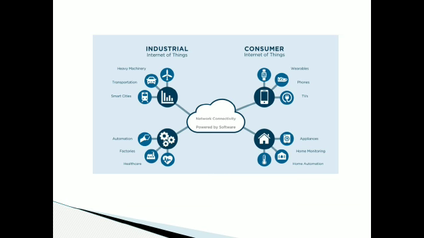In this diagram, we can clearly see Industrial Internet of Things deals with heavy machinery, transportation, smart cities, automation, factories, healthcare. But IoT deals with customers, consumers, that is wearables, phones, TV, smartwatches, home appliances, home monitoring, home automation, all those things. If the things deals with industries, then it is said to be IIoT. If the things deals with customers, then it is said to be IoT.